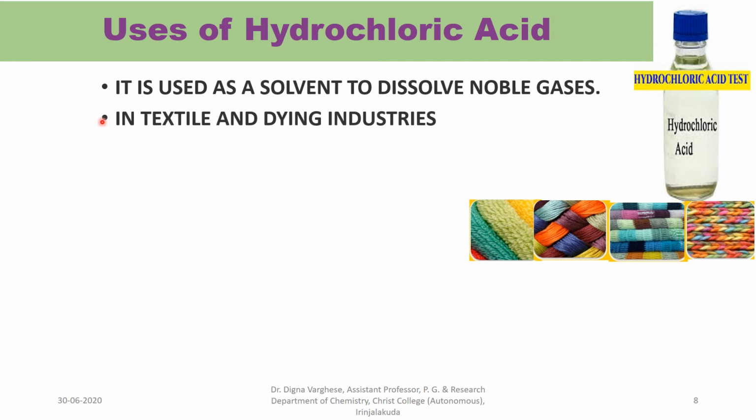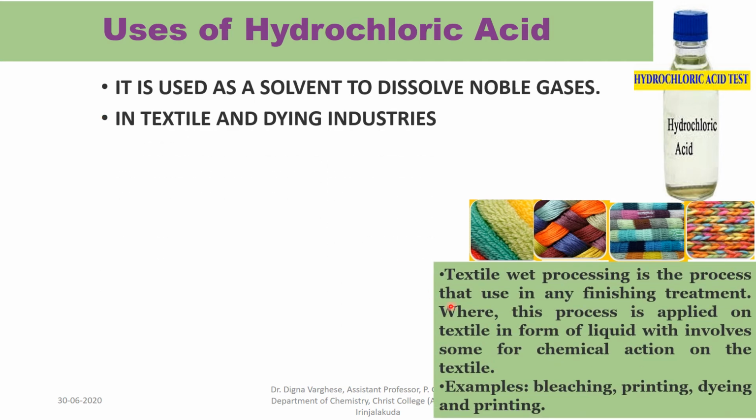In textile and dyeing industries, textile wet processing is the process used in any finishing treatment where this process is applied on the textile in the form of liquid, which involves some chemical action on the textile. For example, bleaching, printing, and dyeing. That means during these processes, sometimes we are using the hydrochloric acid.